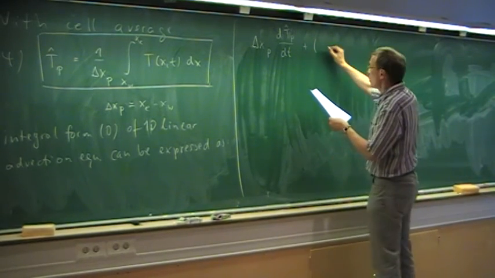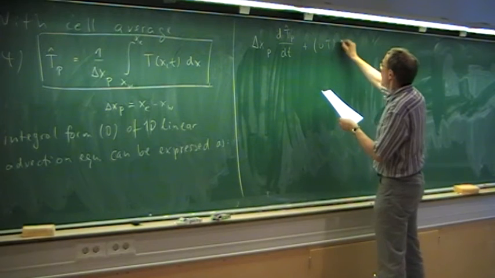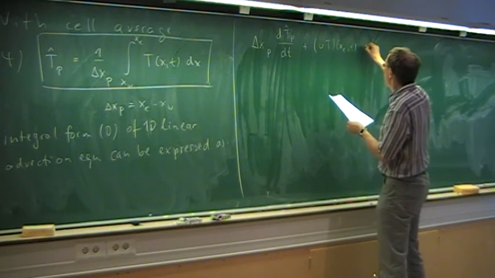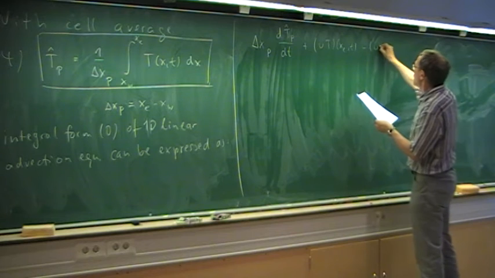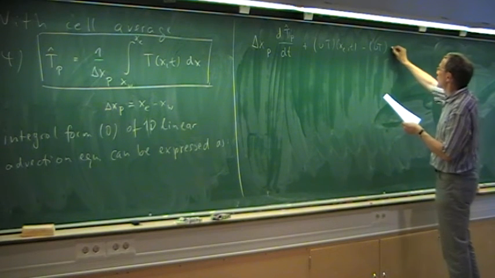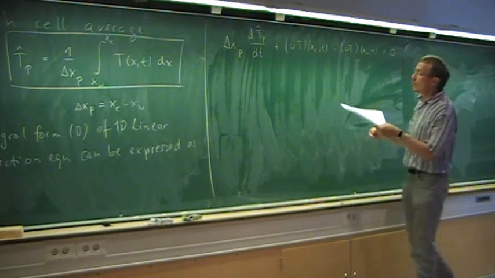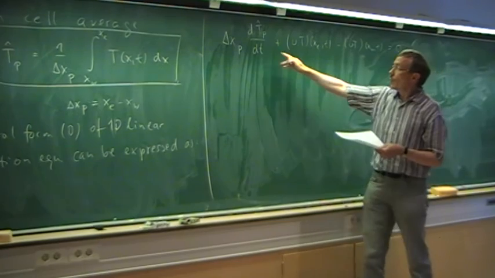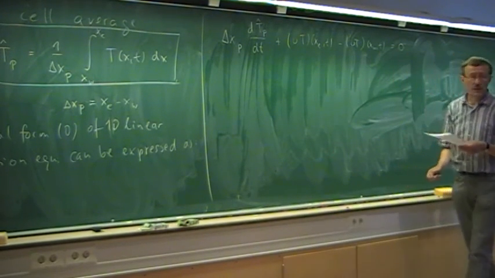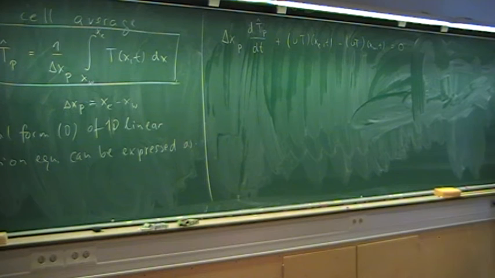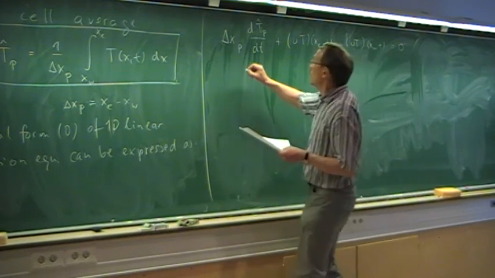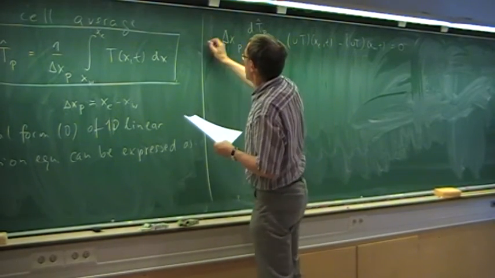And then we have the convective flux at the eastern boundary minus the exact convective flux at the western boundary. So all we did was to replace this integral that we had before, of the time derivative of the temperature T, by this expression for the cell average. So that is then equation 5.